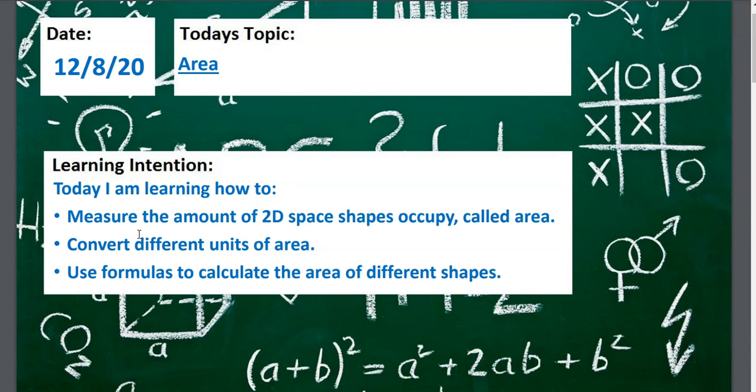We would like to today be able to measure the amount of 2D space shapes occupy, which is called area, and we'll talk about that in more detail if you find that sentence confusing shortly. We're going to learn how to convert between different units of area, which is very similar to converting between different units of length, just slightly different numbers involved. And we're going to look at and use a whole bunch of different formulas for calculating the area of different shapes. Okay.